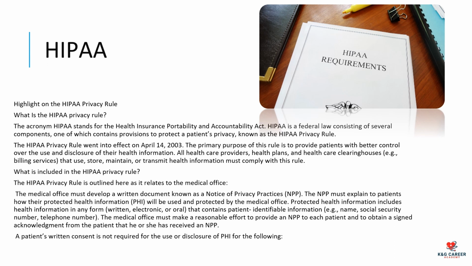Protected health information includes health information in any form, written, electronic, or oral, that contains patient-identifiable information, example name, social security number, telephone number. The medical office must make a reasonable effort to provide an NPP to each patient and to obtain a signed acknowledgement from the patient that he or she has received an NPP. A patient's written consent is not required for the use or disclosure of PHI for the following.